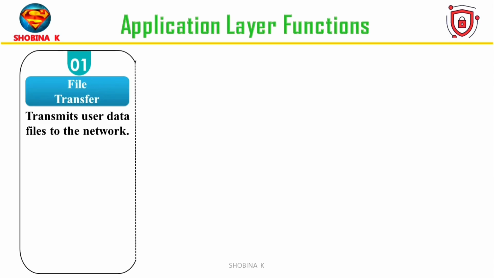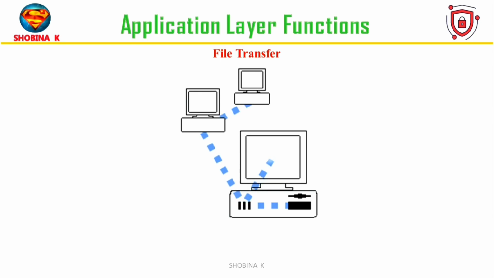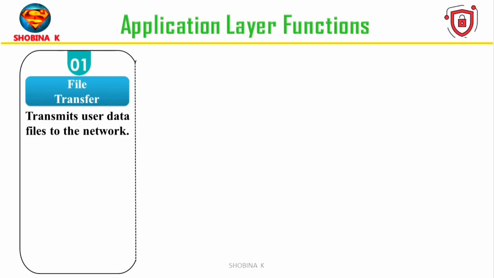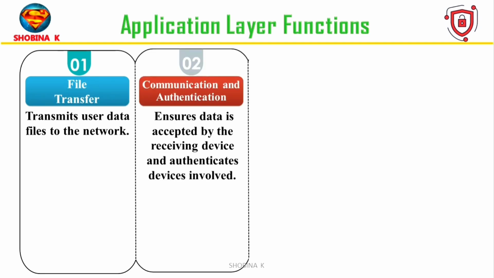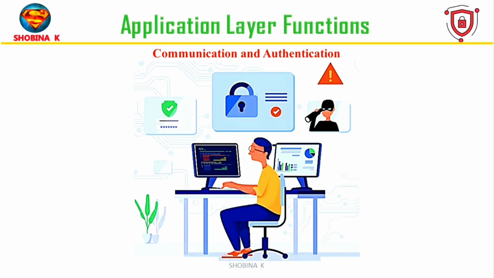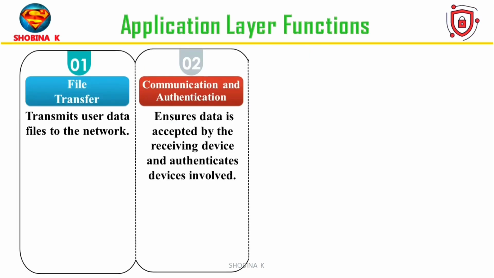First, file transfer. The application layer helps in sending files from one device to another. It prepares the files for transfer and uses protocols like FTP to manage the process. Next, communication and authentication. It ensures that receiving device can accept the data and the necessary communication tools are available. It also verifies the identity of devices involved to ensure secure communication.